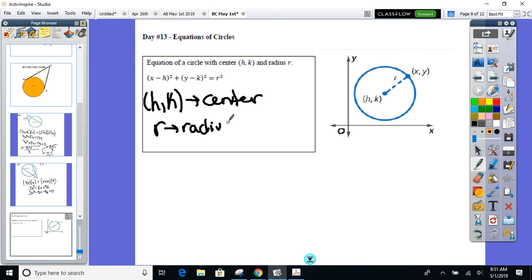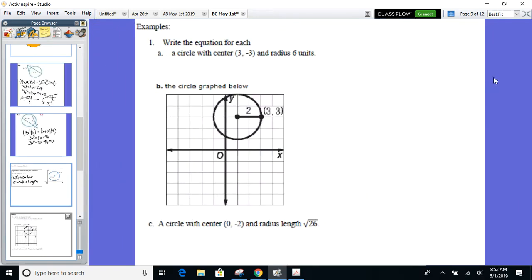Now, be careful here. You're not just going to plug in the radius length. You have to square it before you plug it into the equation. So if the radius is 2, you're not going to see a 2 here, you're going to see a 4. I've got some good news coming up once we do our first one. So h and k I'll plug in as the center, and r will be the radius length. Very basic one coming up.